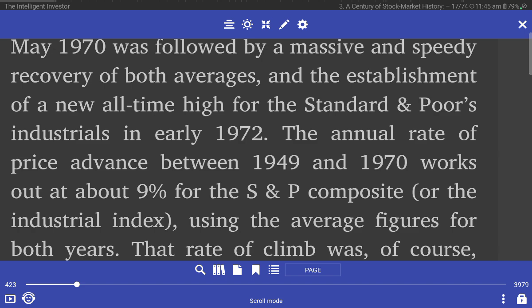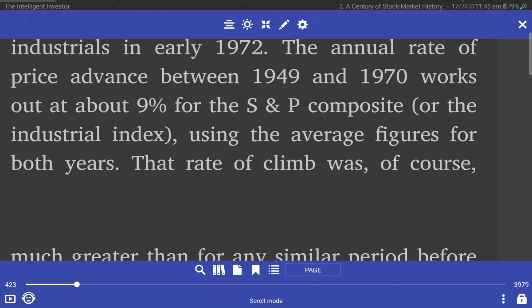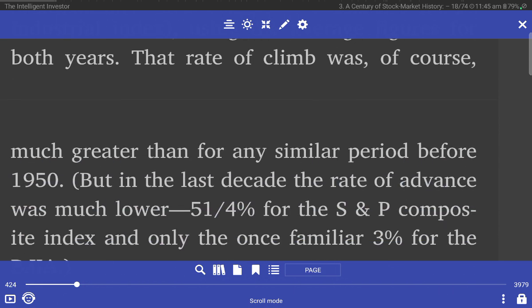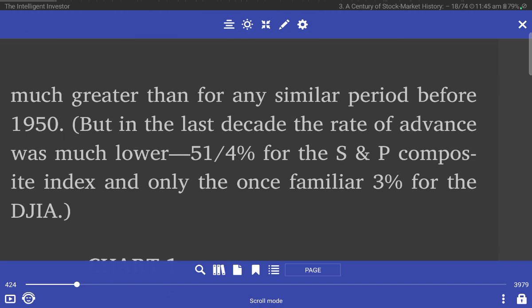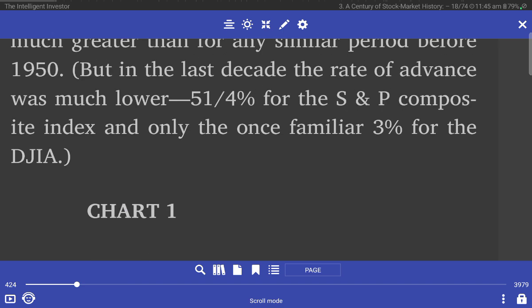in early 1972. The annual rate of price advance in 1949-1970 works out to 9% for the S&P Composite Index, using the average figures of both years. The rate of climb was, of course, much greater than in the similar period before 1950. But in the last decade, the rate of advance was only 5.25% for the S&P Composite Index and a similar 3% for the DJI.